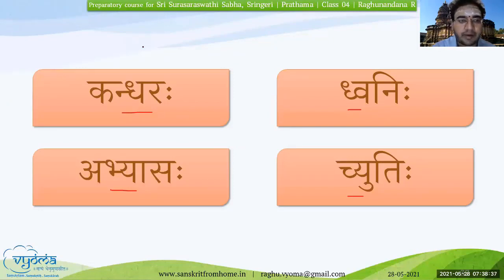Okay, so I will read these letters again. Kandharaha, please note always the Alpa Prana Mahaprana differences. Dhvanihi, Abhyasaha, Chyutihi. Similar to Jyotisham, Chyutihi again is a combination of Chakara and Yakara, and most of the times we say Chuti and we don't pronounce the Yakara rightly. So pay attention and pronounce it rightly as Chyutihi, Chyutihi. That is the right way to pronounce these.